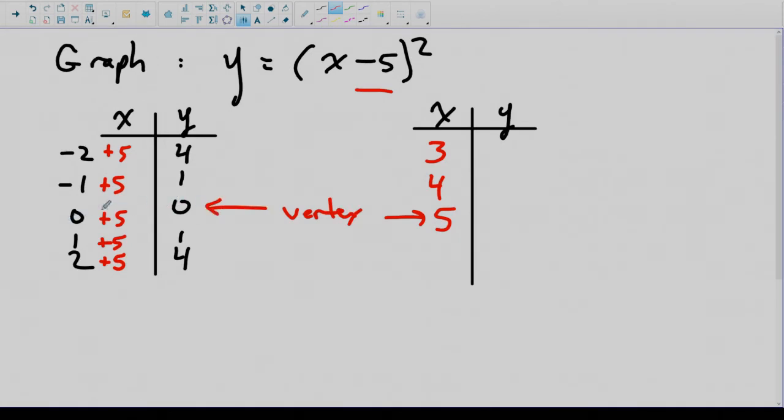0, 0 was our original vertex. Now we're moving our vertex to 5 and our y value. So that's where you see very clearly, I mean, you can see it with these ones as well, but this is where you see very clearly that the vertex has moved to the right by 5. 1 plus 5 is 6, 2 plus 5 is 7. So again, all of our points have moved to the right by 5. And then because there's no y transformation, I'm just going to repeat all the y values. And then you're ready to graph this parabola.